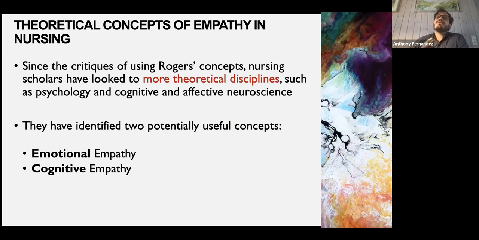So if we look at how the debates around empathy have shifted in nursing over the past couple of decades, they have moved away from using Rogers' concepts, at least as much as they did before. And they've started using concepts that have arisen from more recent debates in psychology and in the cognitive and affective neurosciences. Two of the concepts they end up using, among others, are emotional empathy and cognitive empathy. These two seem to be the ones that receive the most attention. And these concepts also receive a lot of attention in psychology, the cognitive sciences, and philosophy.